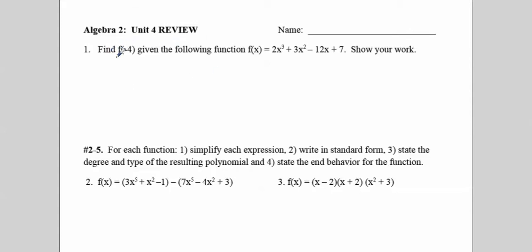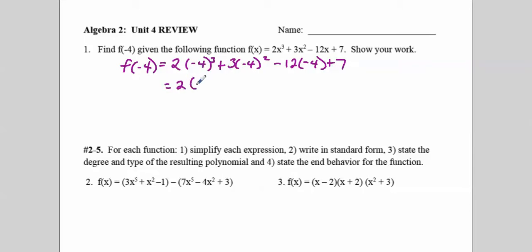For the first problem, we're trying to find f of negative 4, so we're going to substitute negative 4 for all of the x's. So f of negative 4 equals 2 times negative 4 to the third plus 3 times negative 4 squared minus 12 times negative 4 plus 7.